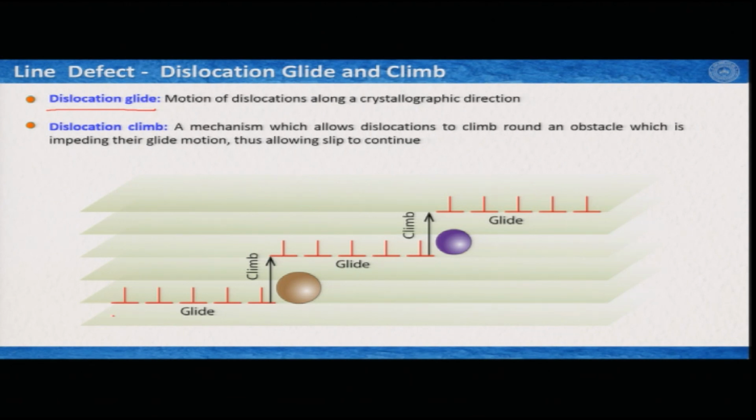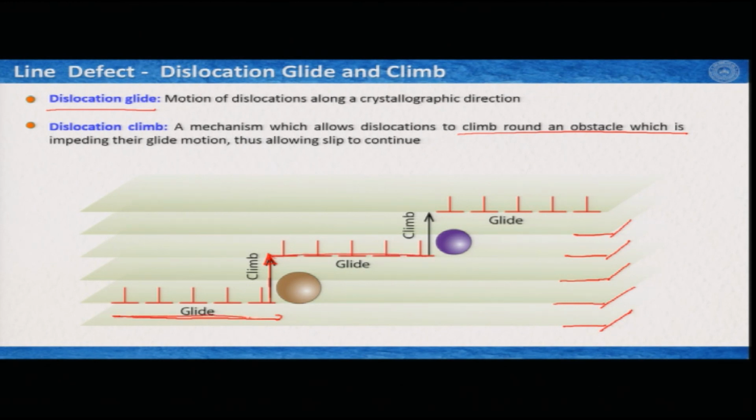What we see here is that it is gliding on a single plane. These are your individual glide planes stacked in a crystal. Now, a climb happens when you have an obstacle which is impeding the glide motion. It stops the glide motion and allows the dislocations to jump to another crystallographic plane and then continue glide.